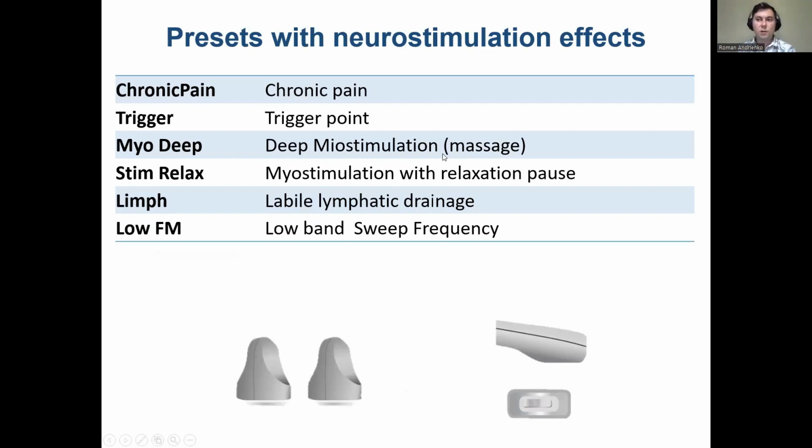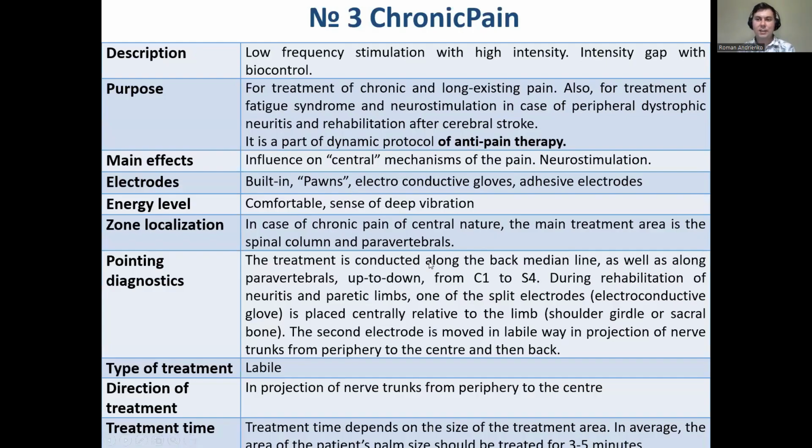Also, continuing our theme, we continue putting presets into various groups by the effects they are able to provide. Presets with neurostimulation effects: chronic pain, trigger, deep myostimulation, stim relaxation, lymph, and low frequency modulation. And that brings us to preset number 3, chronic pain. When do we need it?